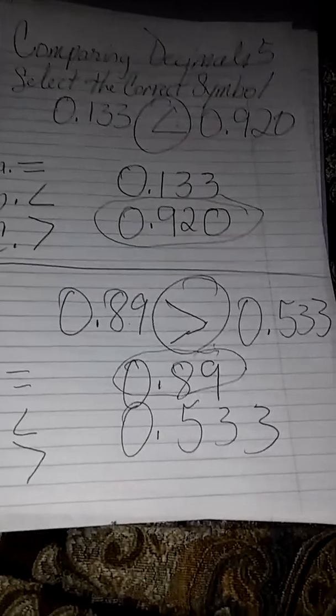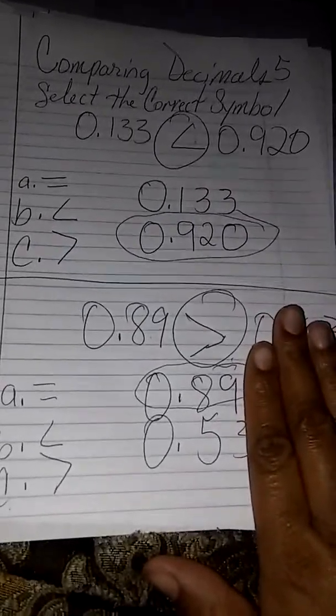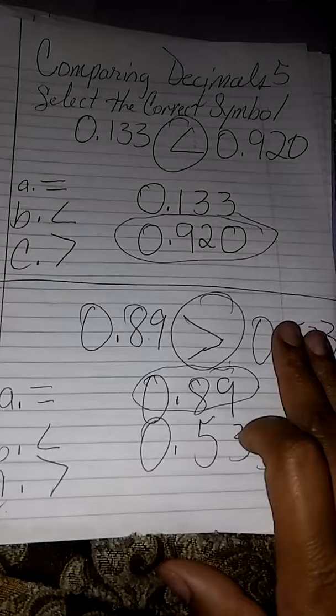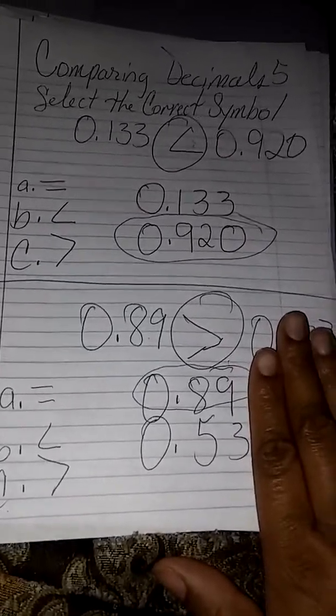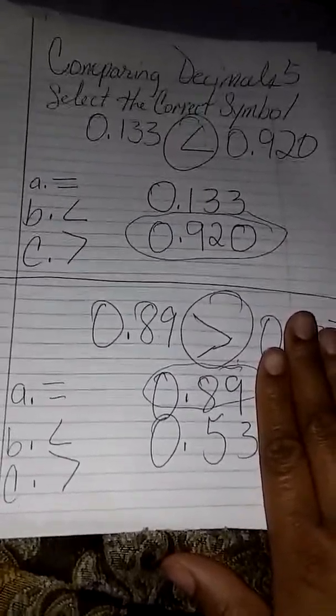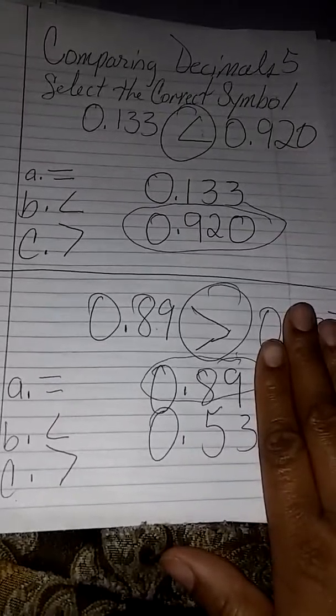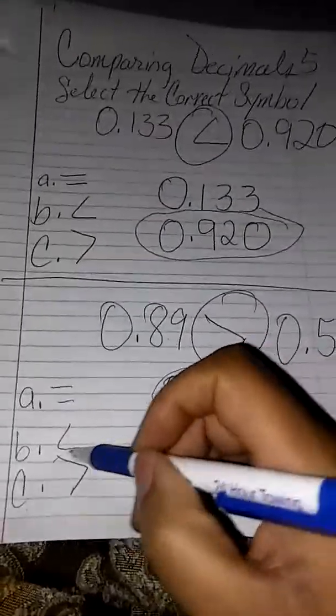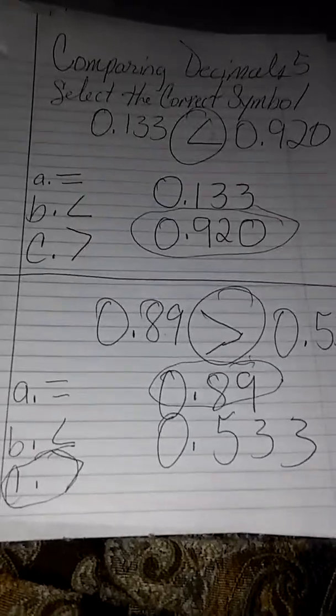And to me, it makes sense. You know why it makes sense? If I cover that up, 89 cents is greater than 53 cents. So that makes sense. It's a reasonable answer. So you should have chosen the answer C. I'm out.